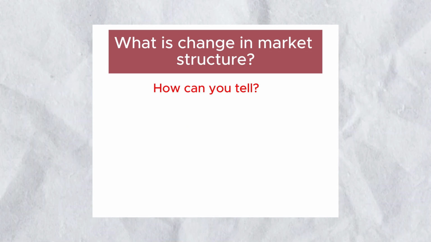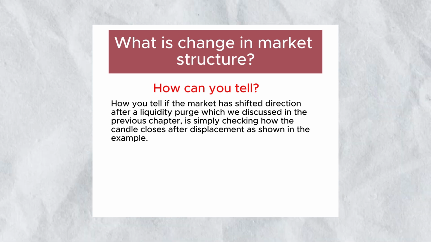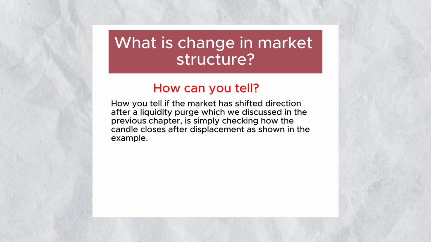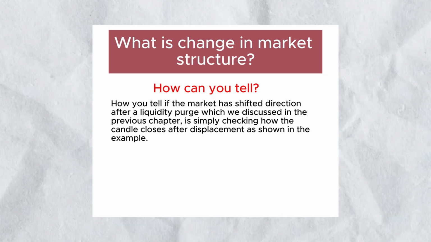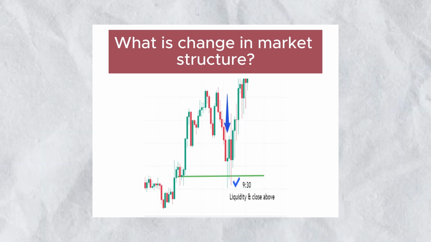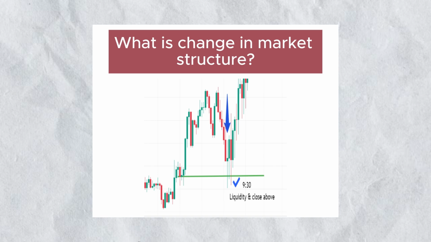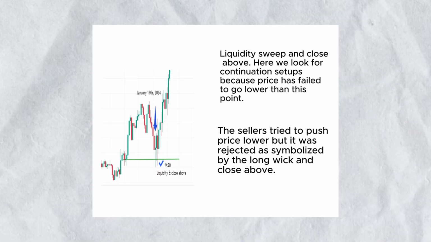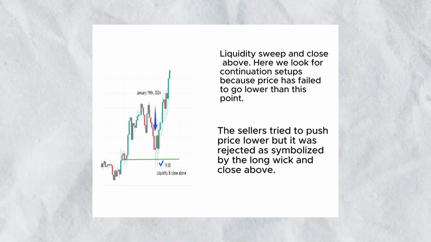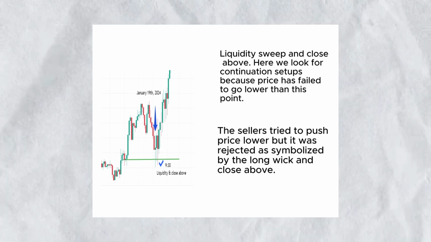How we can tell if the market has shifted structure after liquidity has been taken out in the form of a liquidity purge is simply checking how the candle that takes out the liquidity closes after. In this example, we see that the liquidity has been taken out, but the candle that takes out the liquidity closes above the candles where the liquidity lied. So what does this mean? This simply means that the market has shown a strong signal for buying.